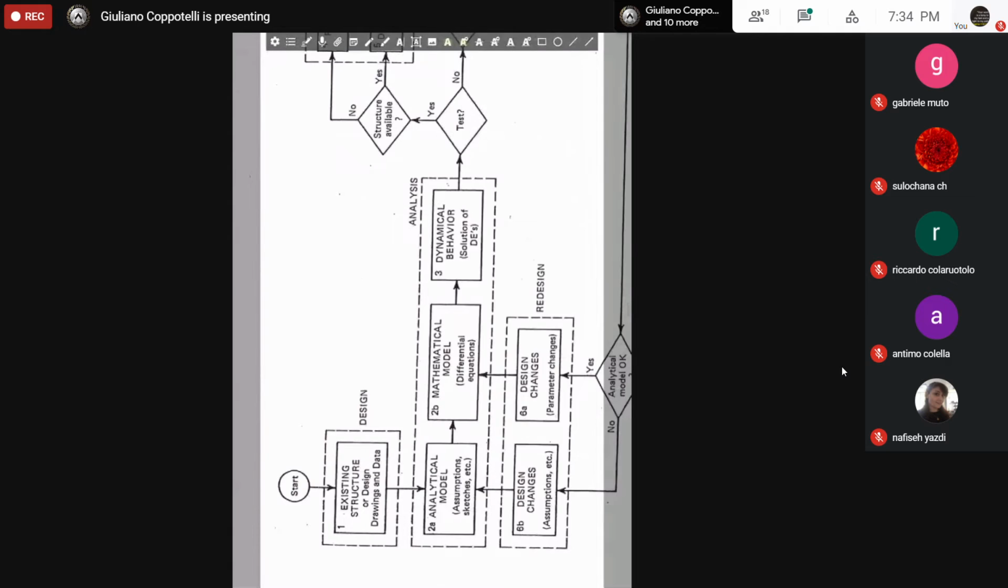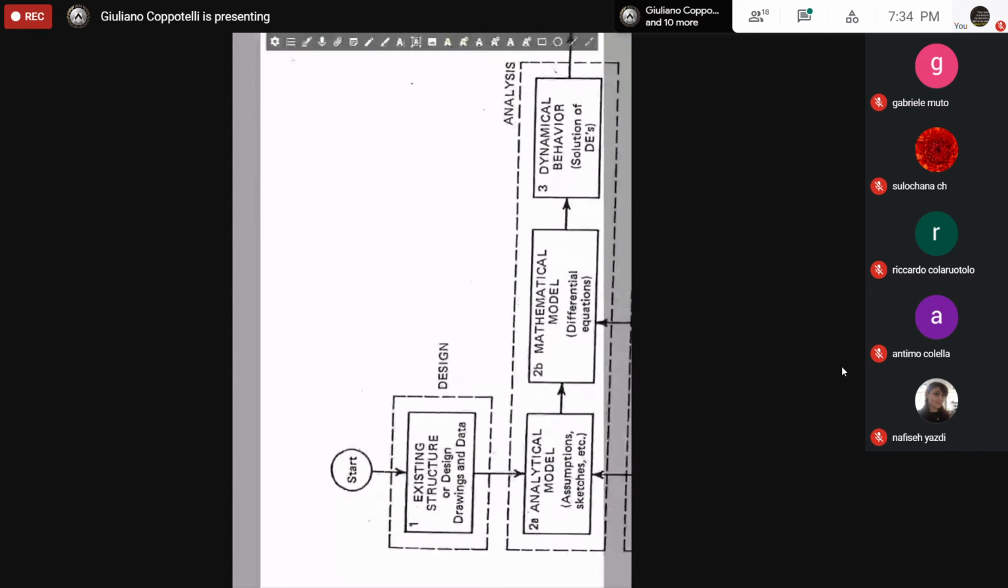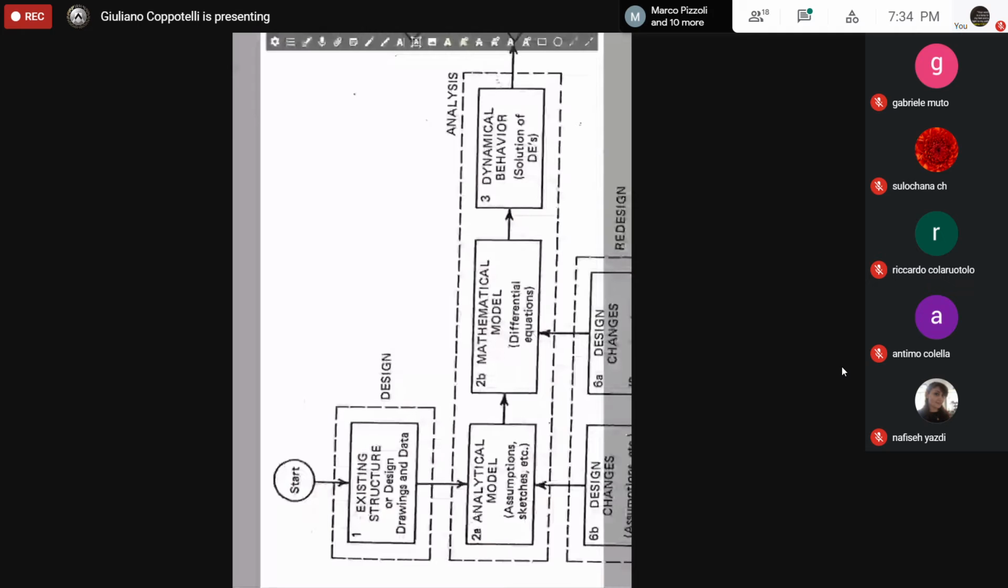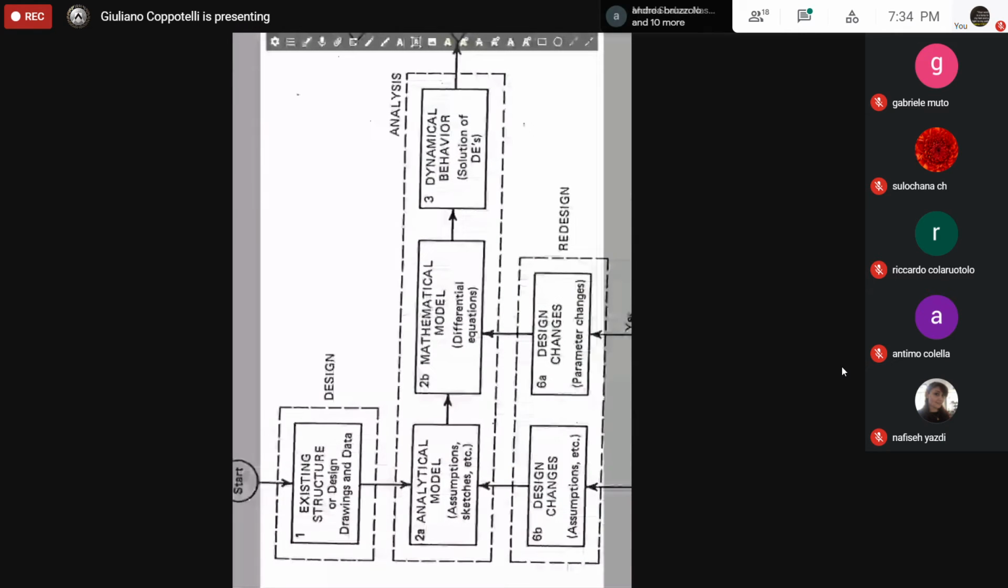So we can start from the very beginning, which could be either an existing structure, a design drawing, or data. Then we use the equations that you know very well from your last year's course in aerospace structures, to represent with an analytical model the behavior of that structure, for example, from both a static and a dynamic point of view.